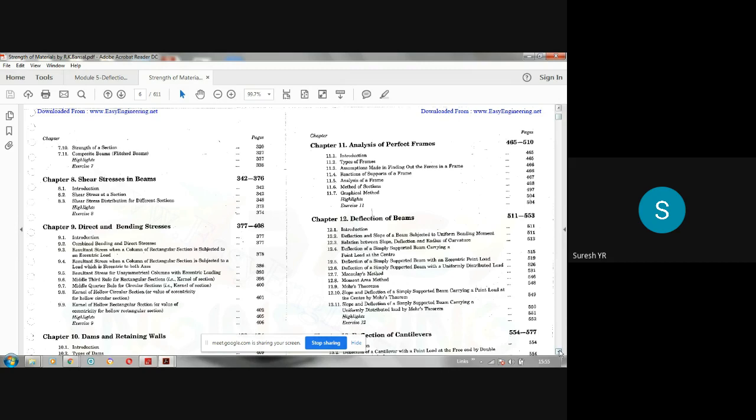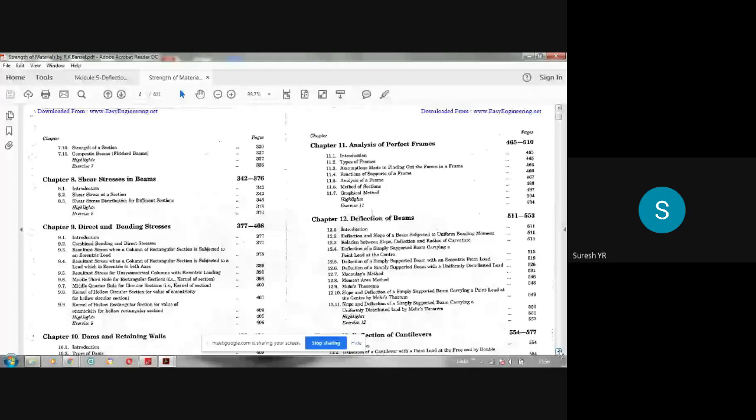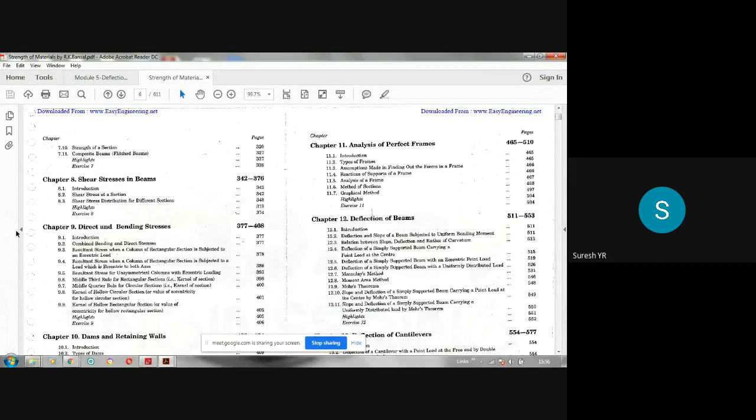Question is, determine rotations at A and B, deflections at C and D, and the maximum deflection. Now first find the reactions. Find the reactions first. You must work on this quickly, you have to solve the problem in 10 minutes now.